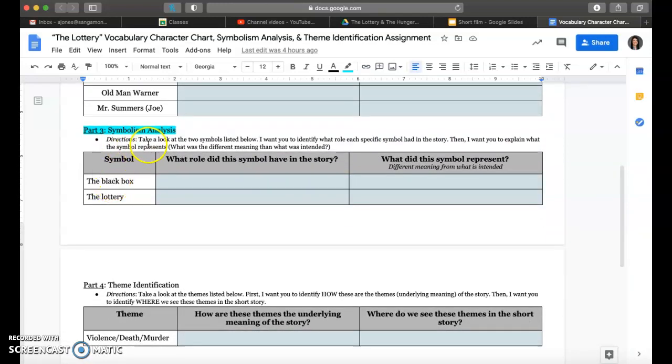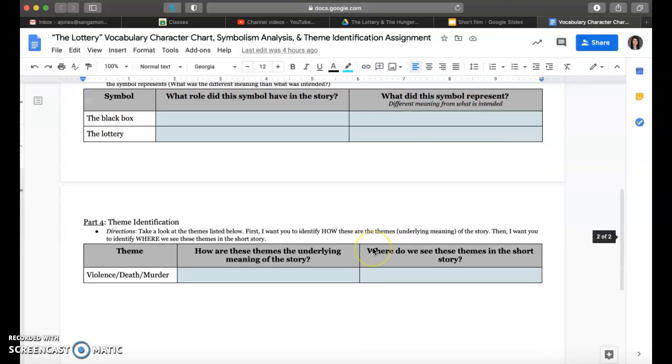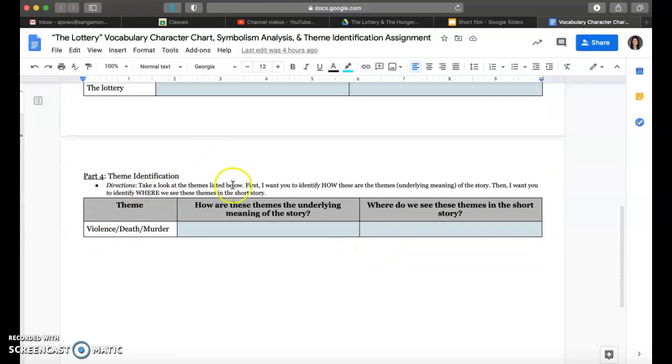Next, symbolism analysis. So take a look at the two symbols listed below. I want you to identify what role each specific symbol had in the story. Then I want you to explain what the symbol represents, what was the different meaning than what was intended. So the two symbols are the black box and the lottery. I want you to talk about what role did this symbol have in the story, and then what did the symbol represent.